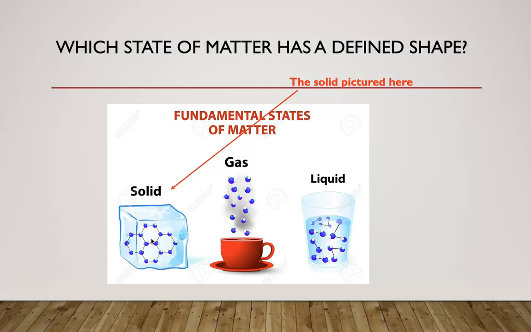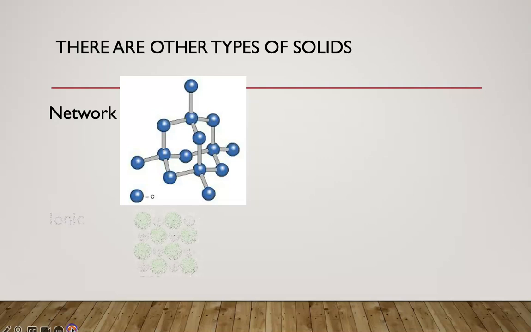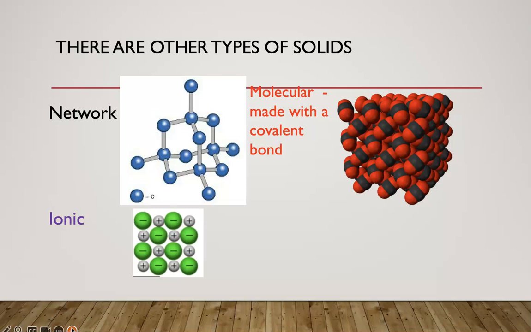You should be aware that there are other kinds of solids besides crystalline solids. And those would be things like a network solid. Our ionic solid is that crystalline structure. Our molecular solid that has covalent bonds, and metallic solids.